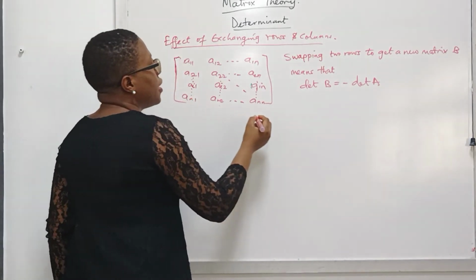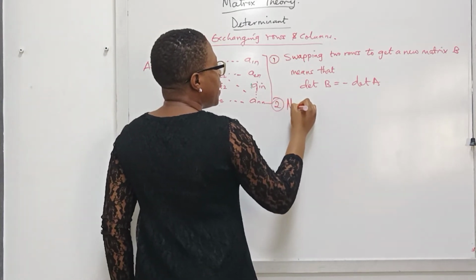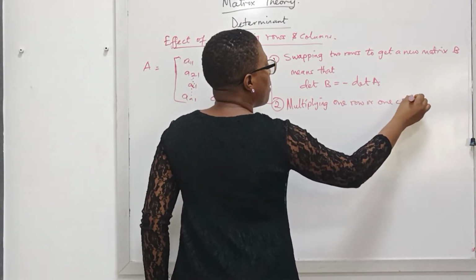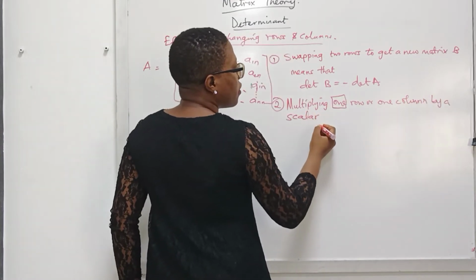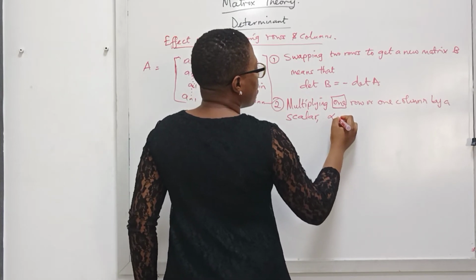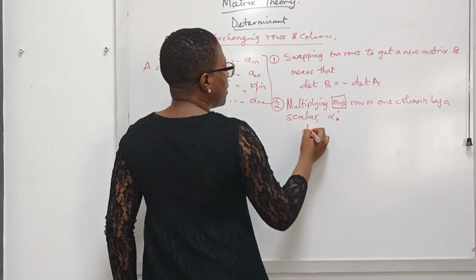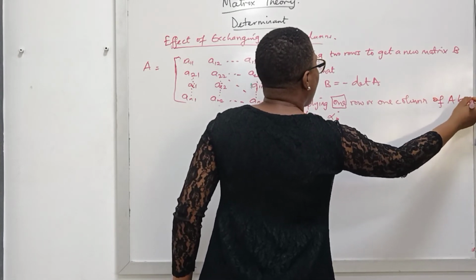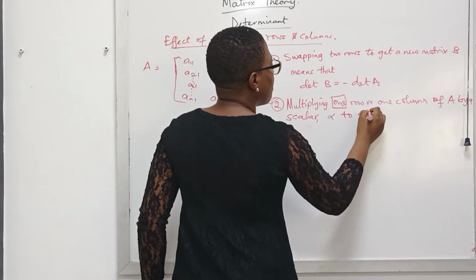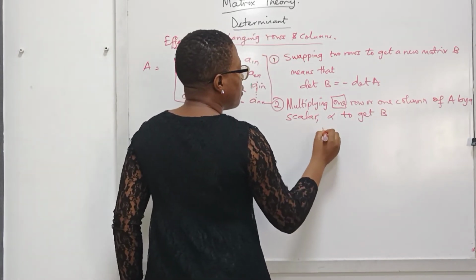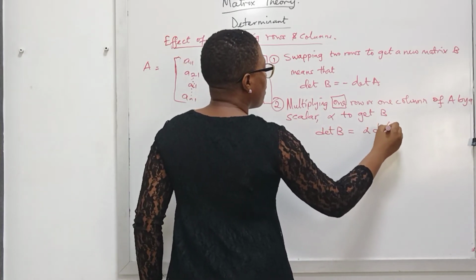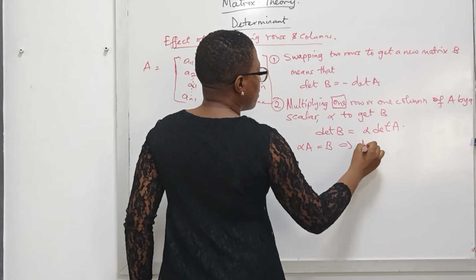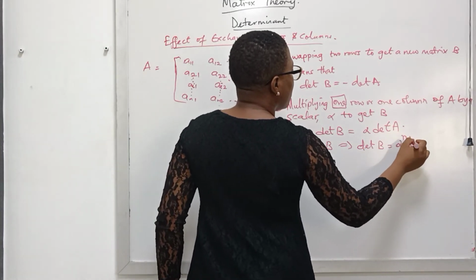So the first effect is exchanging rows. The second effect says multiplying one row or one column by a scalar alpha to give us B means that the determinant of B is equal to alpha determinant of A. The last one says that if alpha times A is equal to B, it implies that the determinant of B is equal to alpha raised to the power n determinant of A.